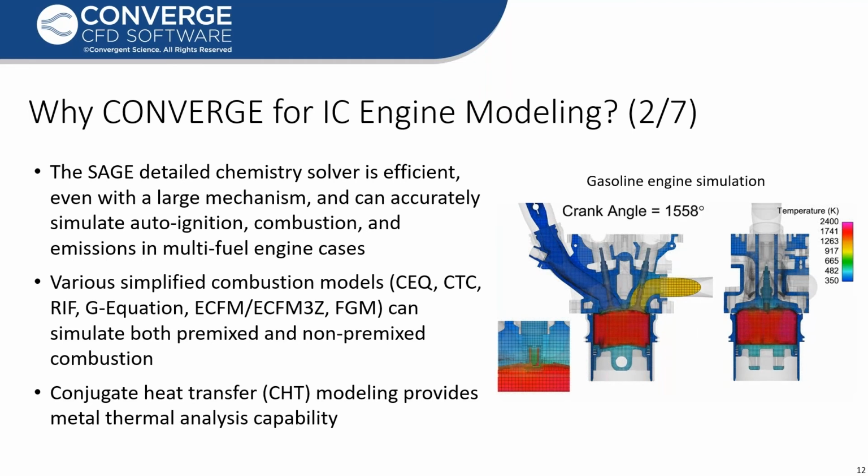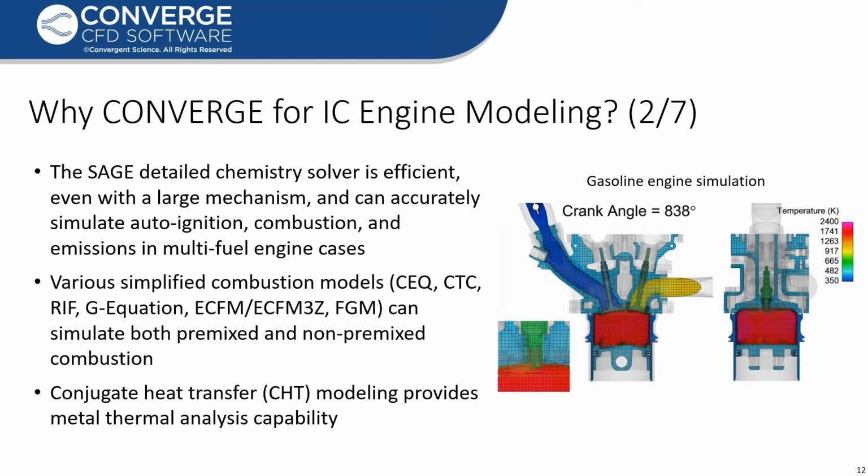As long as your mechanism supports it, as long as your mechanism represents it, you can use any number of fields. So the multi-field modeling is very, very easy in Converge. There are other combustion models as well, which are much more simplified than the detailed chemistry solver. So if you are interested in modeling emissions, you can use detailed chemistry. If you are simply doing a thermal analysis and you want simple heat release from combustion, you can use some of these simplified combustion models to run faster.